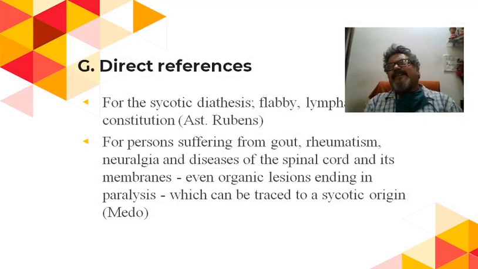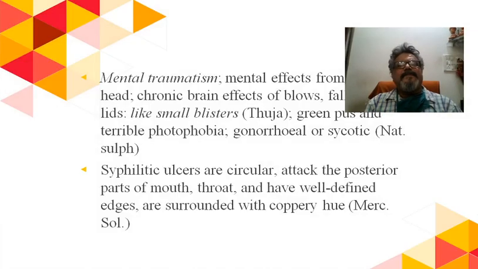Now we are getting direct references where it is written directly. Say, for psoric diathesis, flabby lymphatic constitution. Directly written psoric diathesis, that is in Asterias Rubens. So this is a person suffering from gout, rheumatism, neuralgia, diseases of the spinal cord and its membrane, even organic lesions ending in paralysis, which can be traced to a psoric origin. The drug is Medorrhinum, directly there.